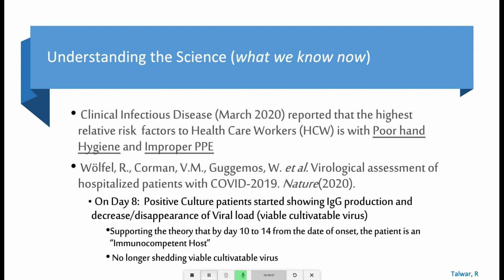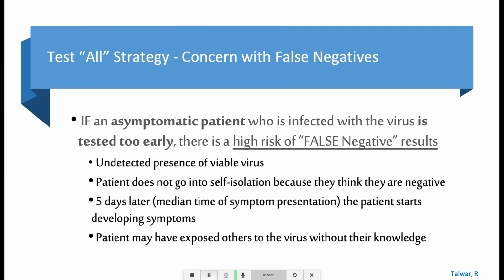So day 8 is the time where the patient's antibody production is increased and actual live virus is not found. And so that person, after, say, the 10 to 14 days of isolation, is no longer shedding live virus. Even if they're coughing or sneezing, there may be virus in those droplets, but that virus is actually not alive. They're shedding dead virus, and that's really important to know.